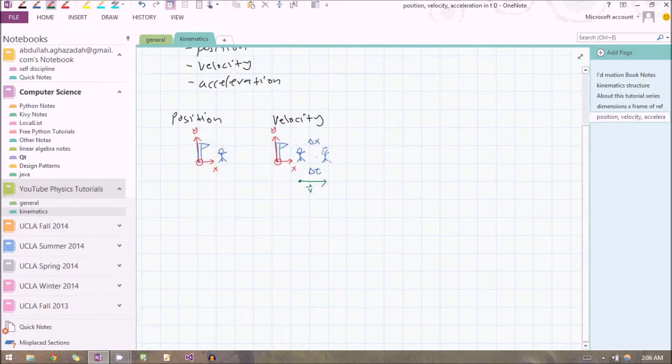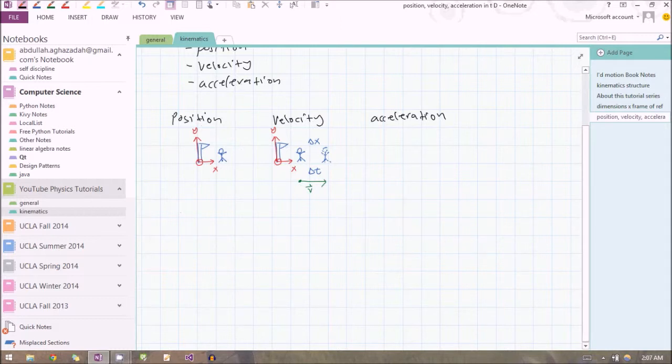But to get an intuitive feeling about what velocity is, just think about how fast you're going and in what direction you're going. Now let's go ahead and quickly, similarly, talk about acceleration. And basically acceleration is going to be how fast your velocity is changing. So just like how velocity is how fast your position is changing, acceleration is how fast your velocity is changing.